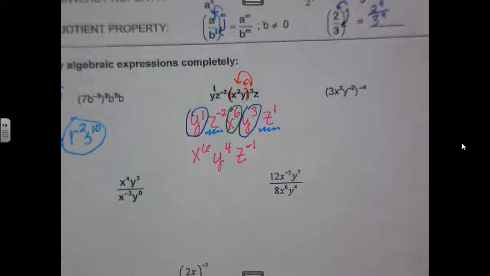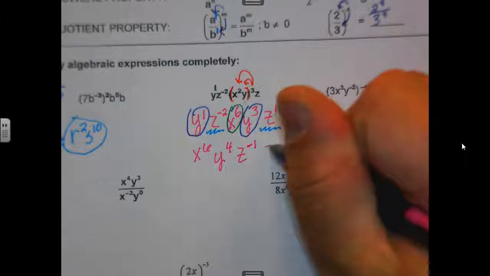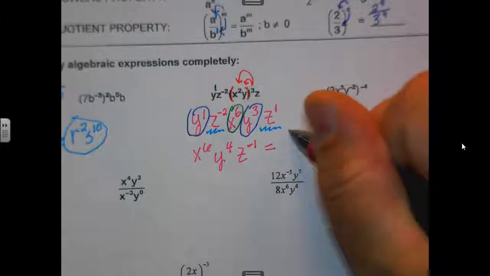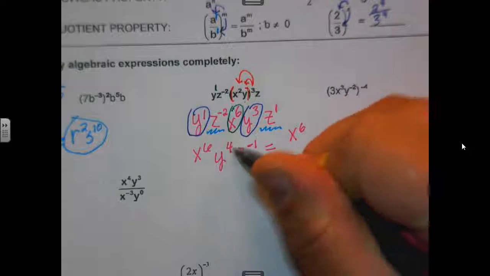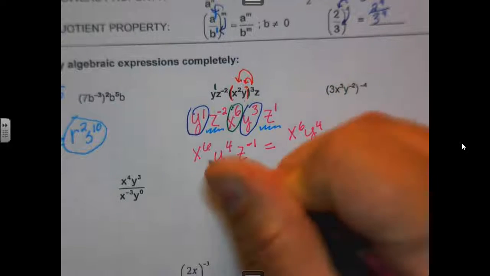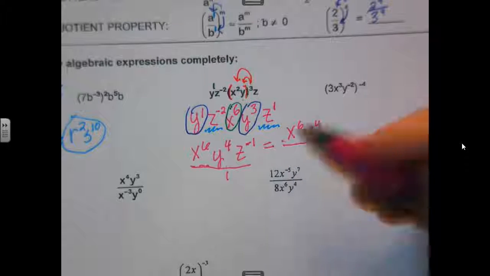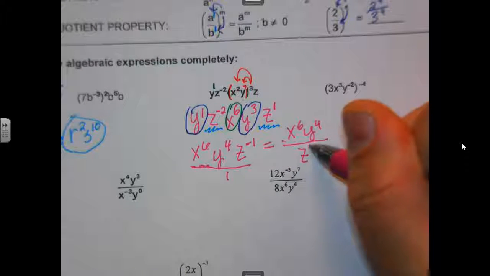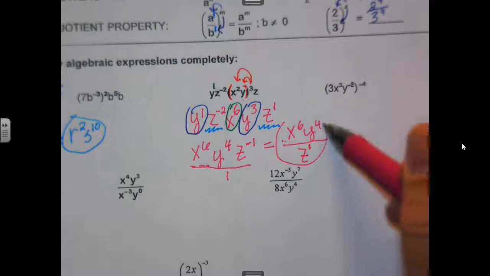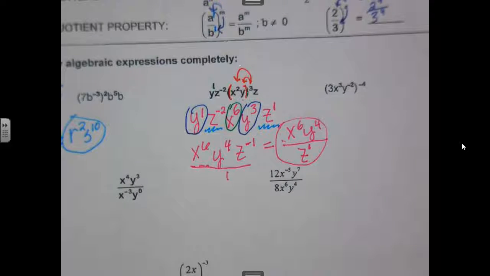No, because I have negative exponents. Okay, x to the 6th stays where it's at. Y to the 4th stays where it's at. Now remember, this is all over 1. So I got to put that z to the first down in the bottom. There's my answer. These things, while they're easy, it's also easy to make a mistake. You've got to be very, very detailed.